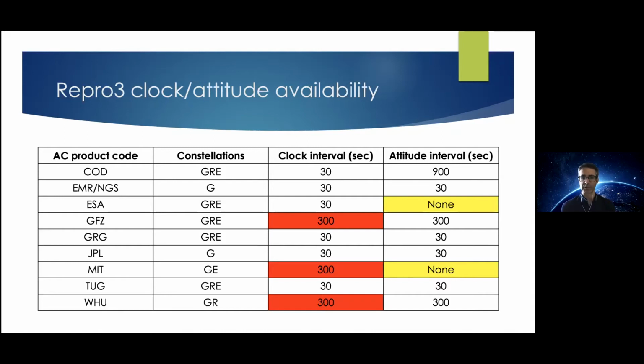This I don't consider as being as critical. I have the feeling that if the attitude of that analysis center does not agree with the other ones, they'll most likely get downweighted a little bit in the clock combination process for eclipsing satellites.